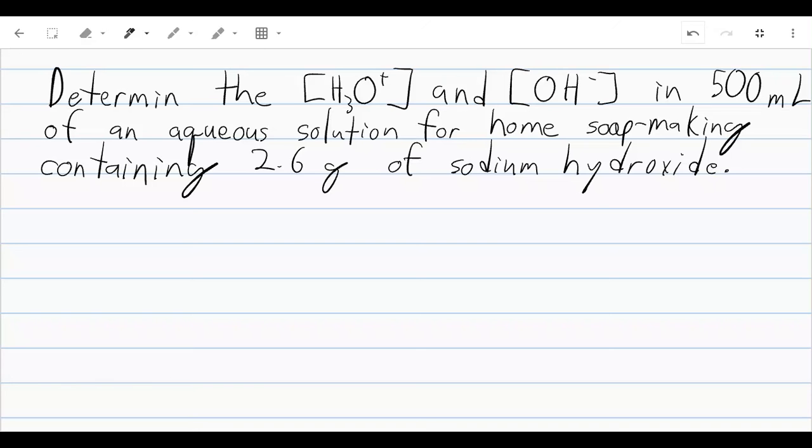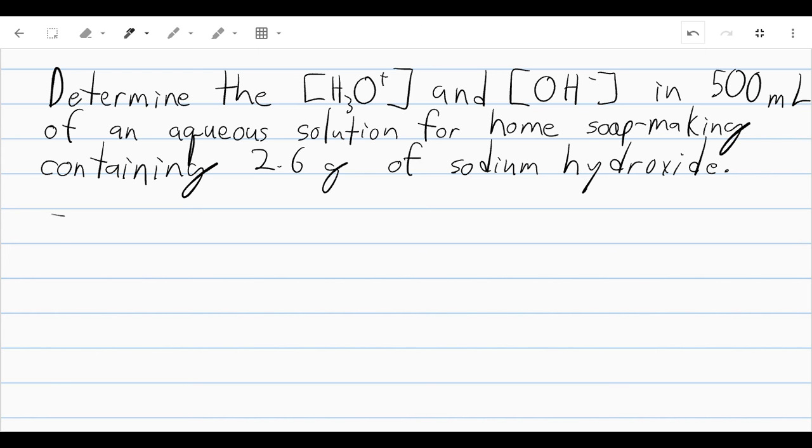In this problem, we're going to need to use Kw. So we've been asked to determine the concentration of hydronium ions and hydroxide ions in a 500 milliliter aqueous solution for homemaking soap that contains 2.6 grams of sodium hydroxide.